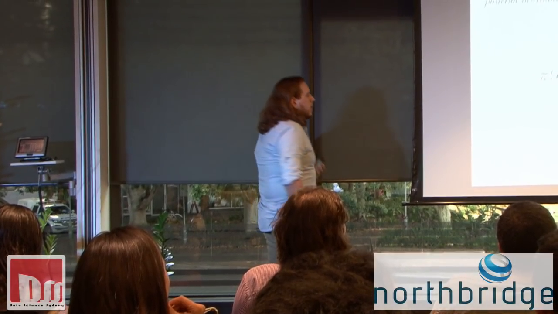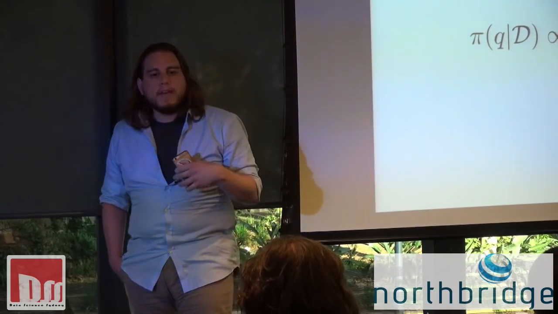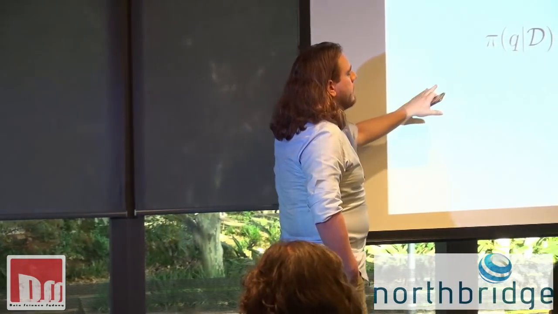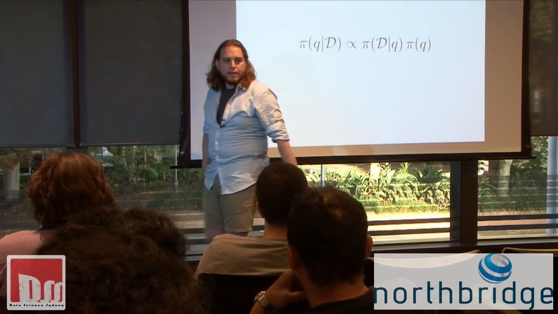So those two together give me a posterior distribution, and this posterior distribution characterizes everything I know. Right? You can think about Bayesian inference as kind of an information conservation game. What I know after I've collected my data is what I knew before I collected my data, plus what I learned from the data.